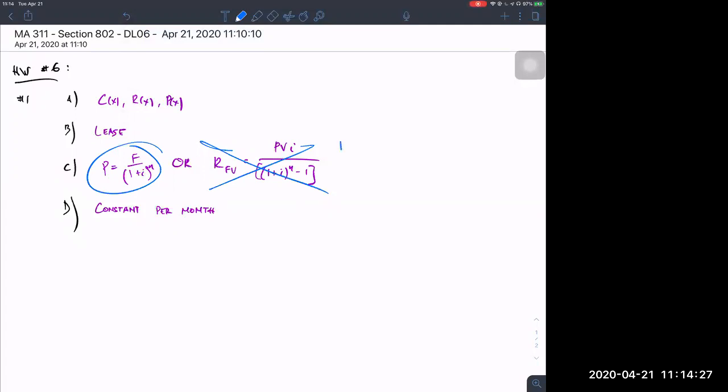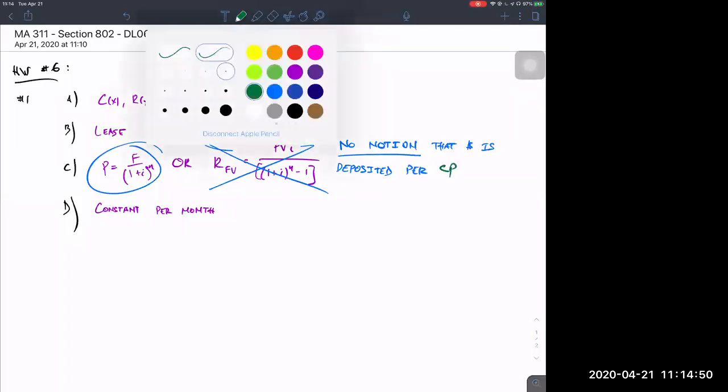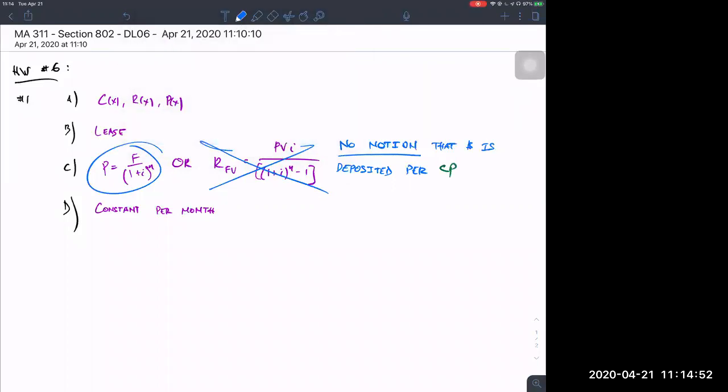So I'll write that here too. No notion that money is deposited. And I'll even be more specific here. Deposited per compounding period. I guess that's more vague actually, right? Because it can rely on whether the compounding period is weekly, annually, semi-annually, monthly, quarterly, or daily.